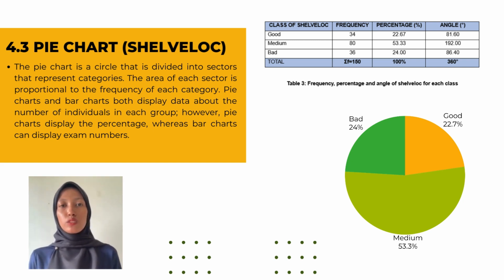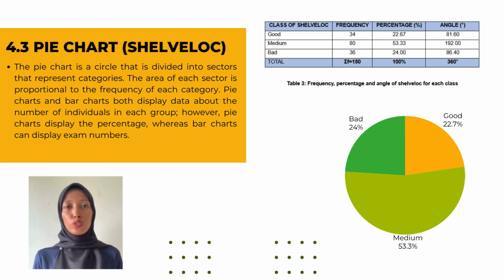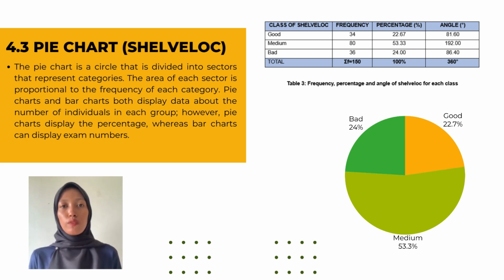This corresponds to a frequency of 34 occurrences. On the other hand, the medium solvent category has the highest frequency, reaching a value of 80 when compared to good and bad solvent. As the pie chart shows, the percentage for this category amounts to 53.30%. The bad solvent category shows the second lowest percentage compared to good solvent, which is 24%. In addition, this category has a frequency of 36.